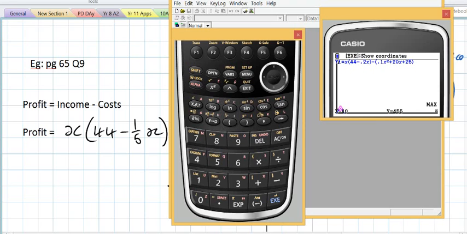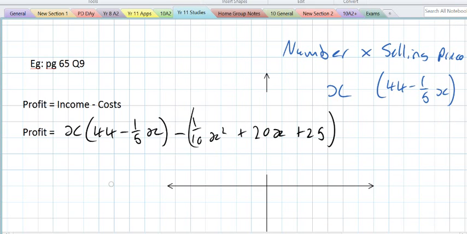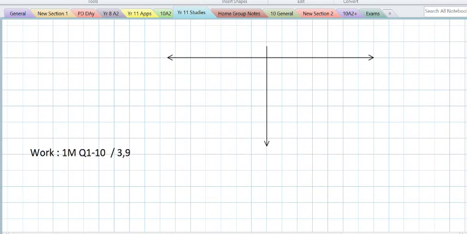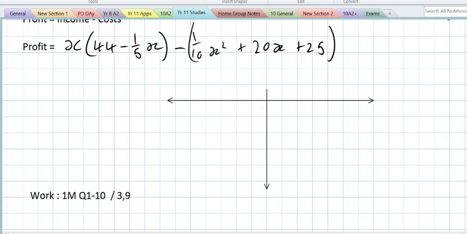Make sense? Set up the equation, do as little to it as possible, put it in the calculator. Alright, so, for the rest of the lesson today, I would like you to practice that on 1M, questions 1 to 10, except 3 and 9, which we've done already. Enjoy.